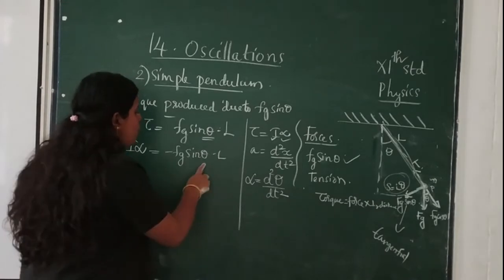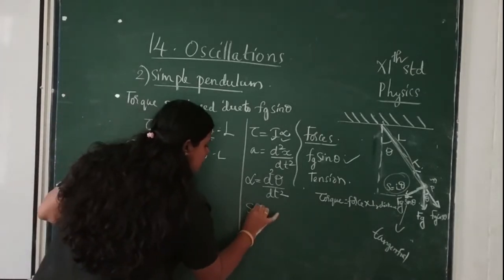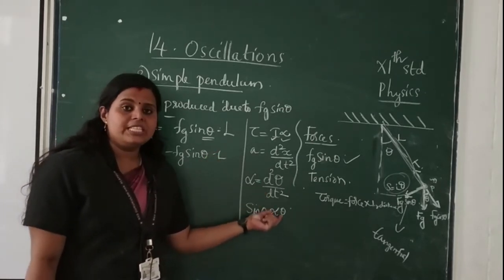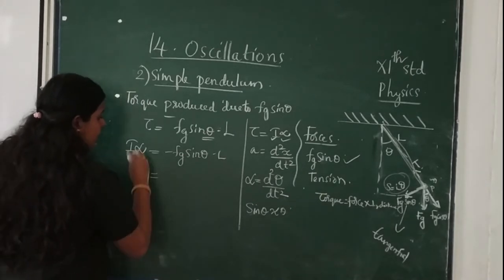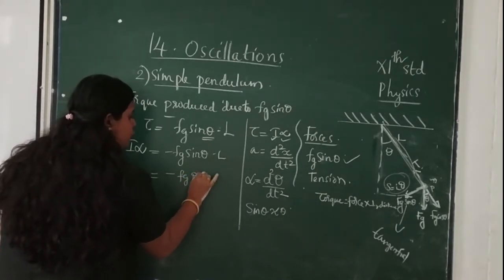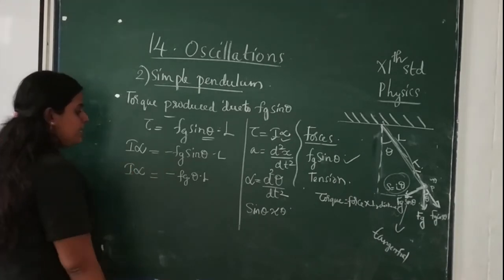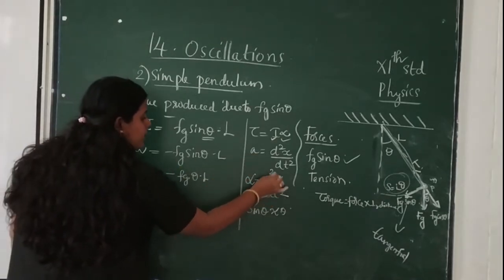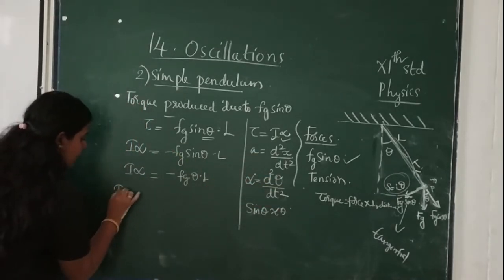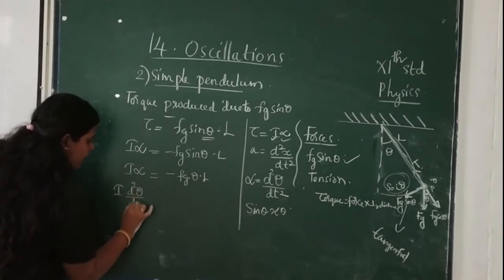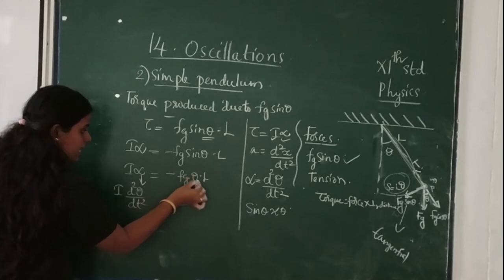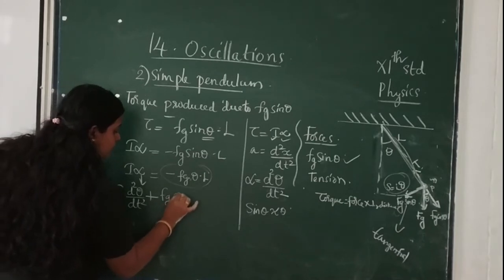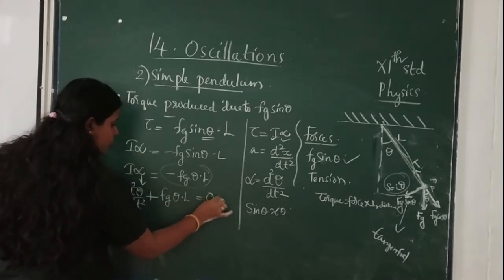Now listen children, for small angles theta, we can approximate this sin theta to theta. So if theta is a very small angle, we can approximate sin theta as theta. So this expression becomes minus Fg theta into L. So I alpha equal to minus Fg theta into L. Now we are taking this to the left side. Before that, we can substitute d square theta by dt square for alpha. So I into d square theta by dt square, substituted for alpha. Now we take the term on the right side, the RHS, to the left. So plus Fg theta into L, that is equal to 0.